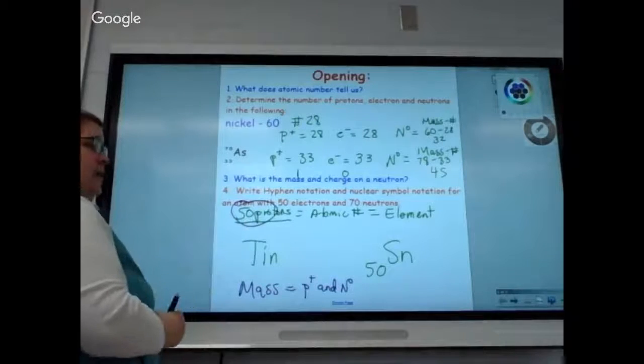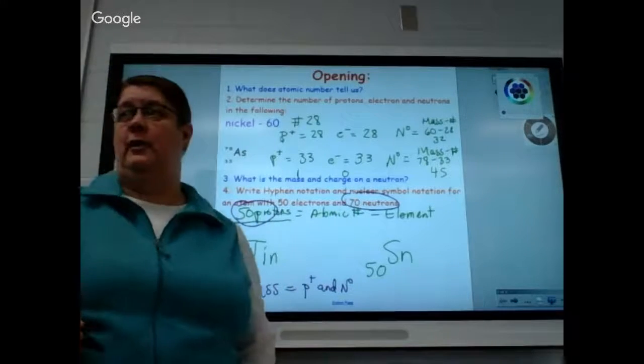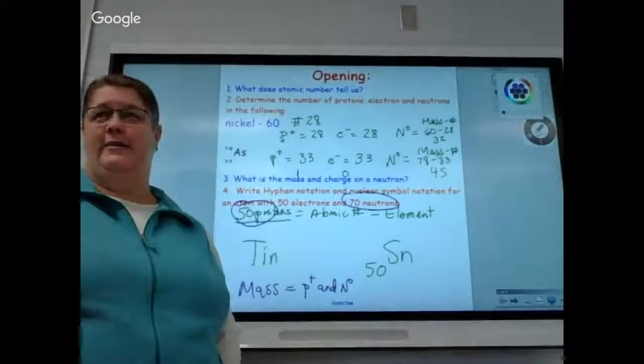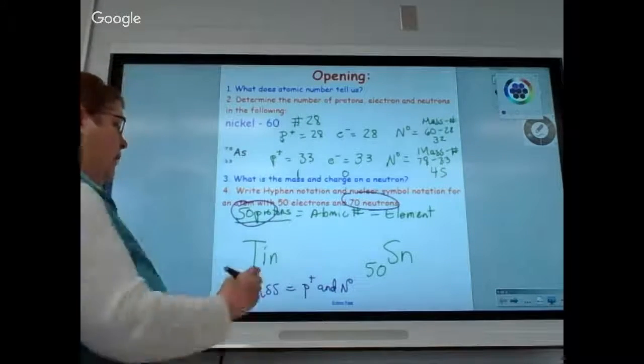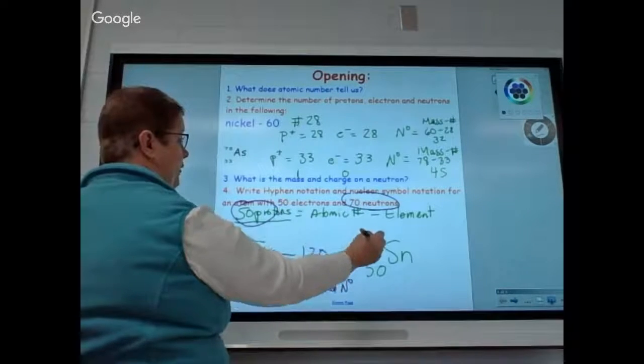And how many neutrons do I have? 70. So, what does "and" mean in math class? So, 50 add 70 is what? So, I put hyphen 120. And in that one, I write 120.